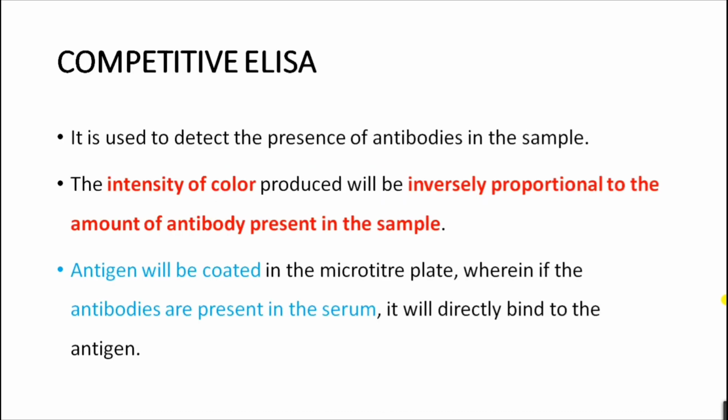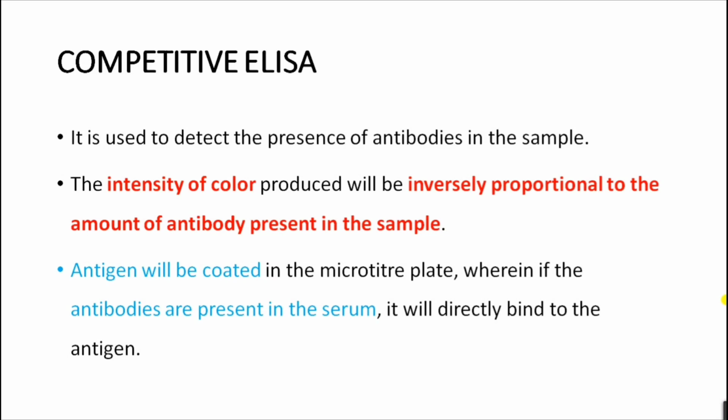Today we are going to discuss competitive ELISA. Same as indirect ELISA, competitive ELISA is also used to detect the presence of antibodies in the sample. Here, unlike other ELISA, the intensity of color produced will be inversely proportional to the amount of antibody present in the sample. Remember, intensity of color is inversely proportional to the amount of antibody present in the sample.